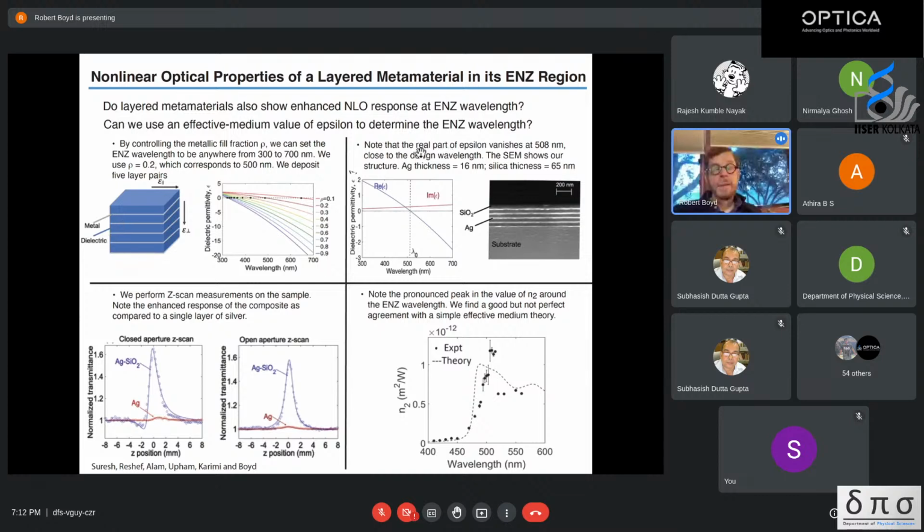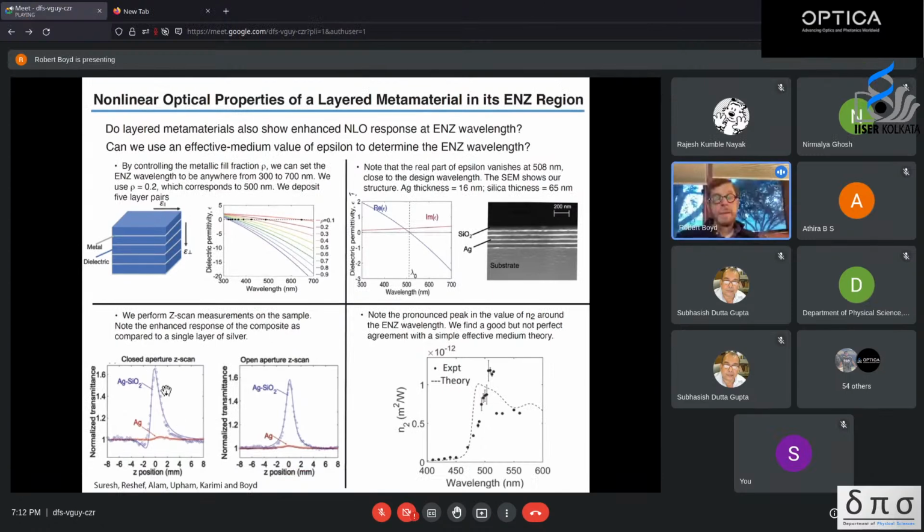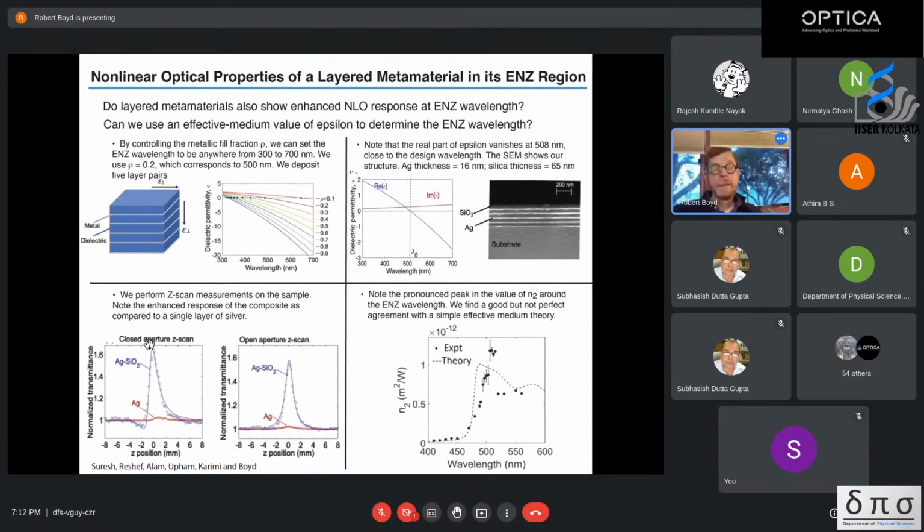So we chose a silver thickness of 16 nanometers, silica thickness of 65 nanometers. We once again do our ellipsometry. We find that the real part of epsilon vanishes at 508 nanometers. We then did our Z-scan measurements. I won't go into the technical details of closed aperture and open aperture, but I think you can see just by looking.